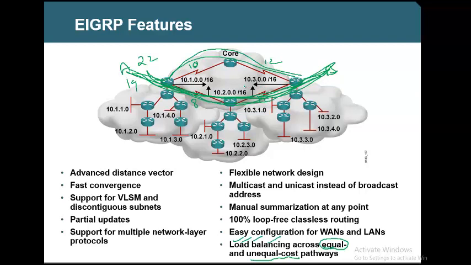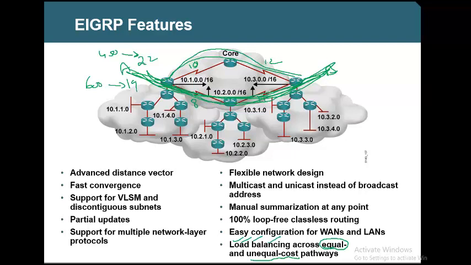Now, will it share the load equally? No. EIGRP is very clever. It says, hey, the cost here is very low. Let me send more packets. Let me send 600 packets this way and 400 packets this way. So this 600, 400, you don't need to worry about. EIGRP does that calculation. It knows which path has got more bandwidth and less cost.